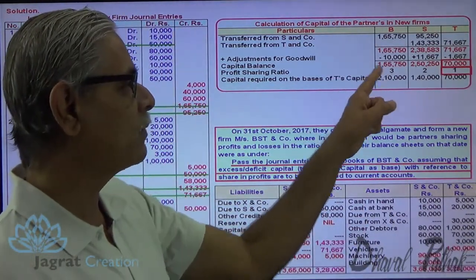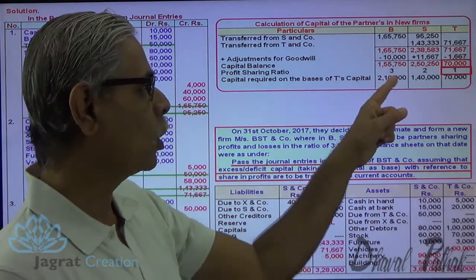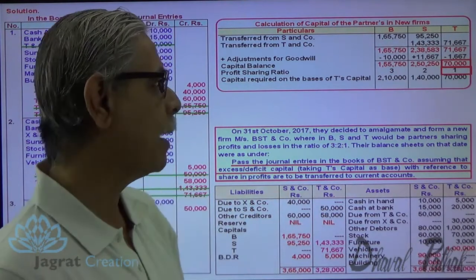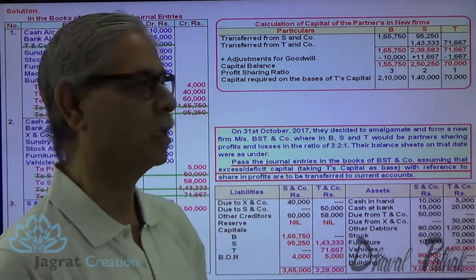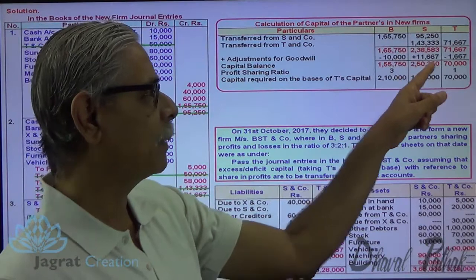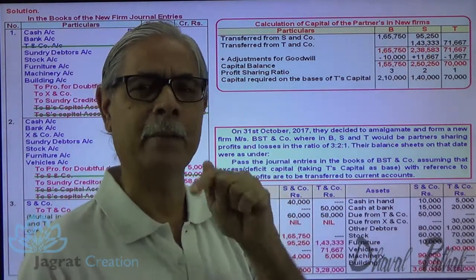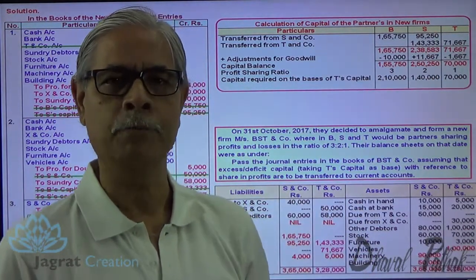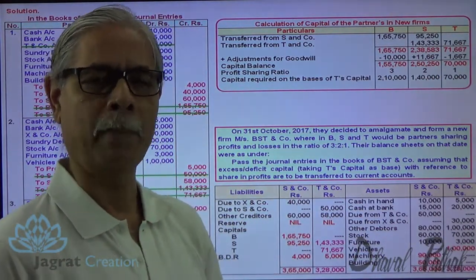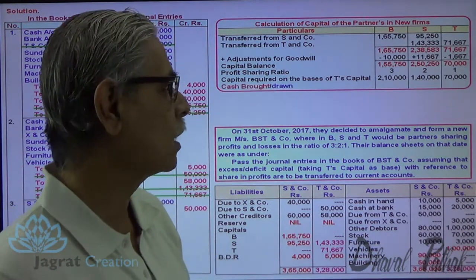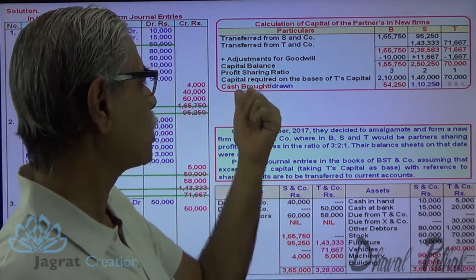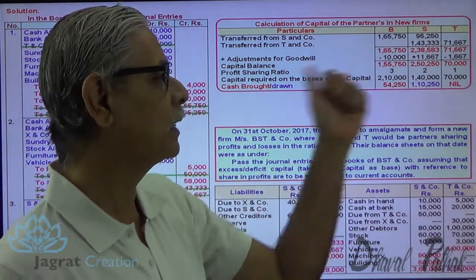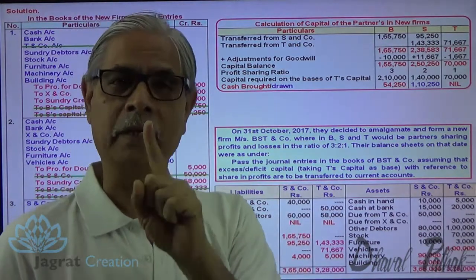Now capital of B is 1,55,750. He wants to maintain 2,10,000. So his existing capital is short. So the amount that is short will be transferred to his current account. Here, existing capital of S is 2,50,250. He is required to maintain 1,40,000. His capital is more than required. So the balance surplus capital will be transferred to his current account. So here cash brought or amount transferred to capital account is 54,250 and 1,10,250. This is to be transferred to current account.